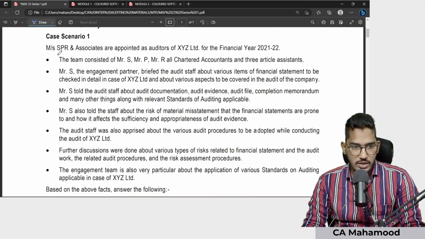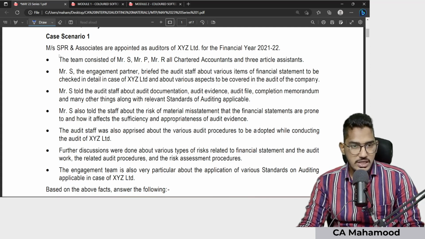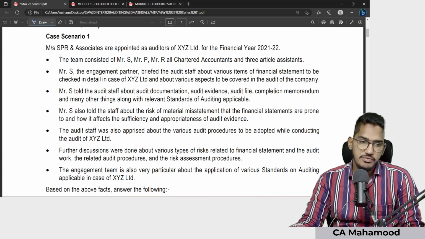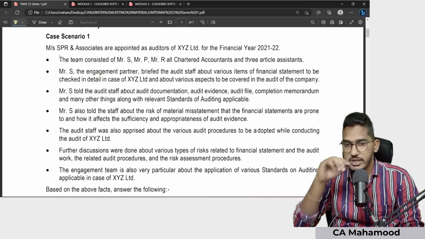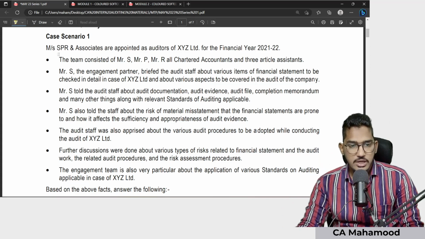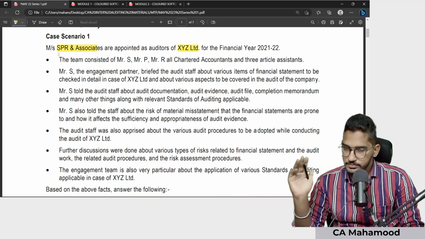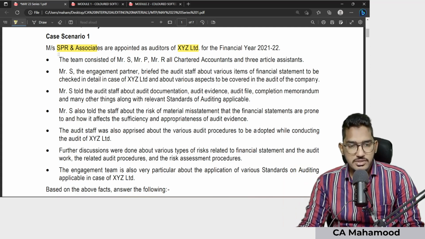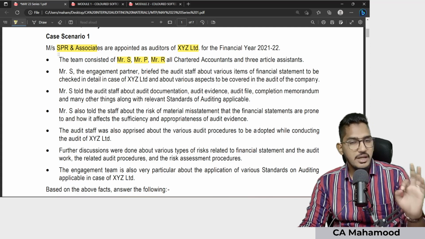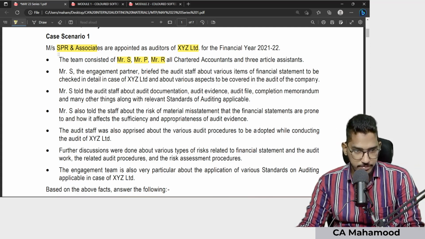So case scenario number 1. SPR and Associates are appointed as auditors of XYZ Limited for the financial year 2021-22. So there is a company, XYZ Limited. The firm SPR and Associates were appointed as auditors. Next one. The team consisted of Mr. S, Mr. P and Mr. R, all chartered accountants, and 3 article assistants. So 3 practicing chartered accountants are there, 3 article assistants are there in that audit firm.